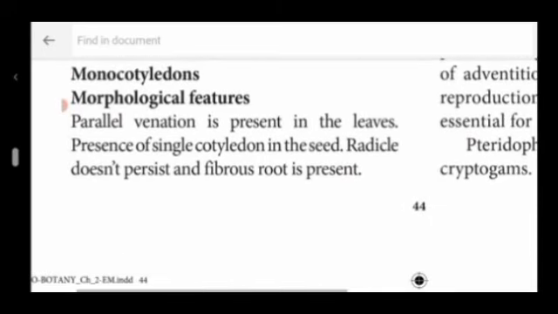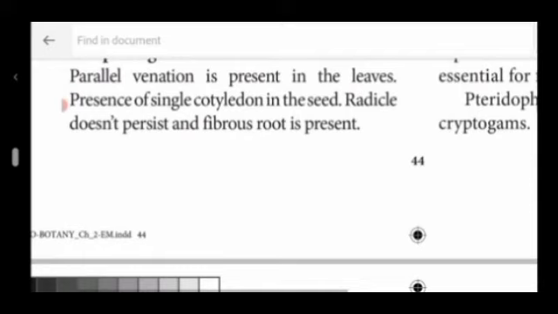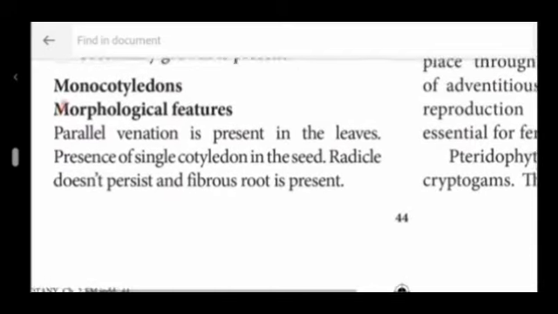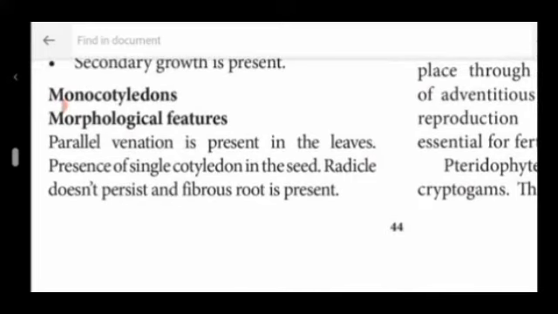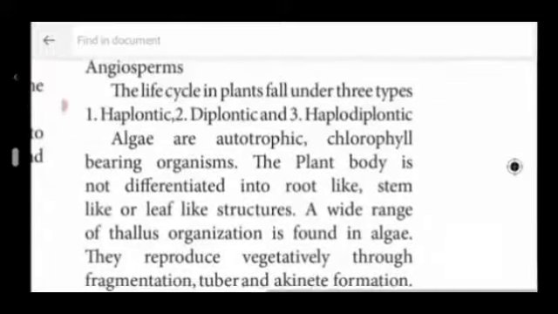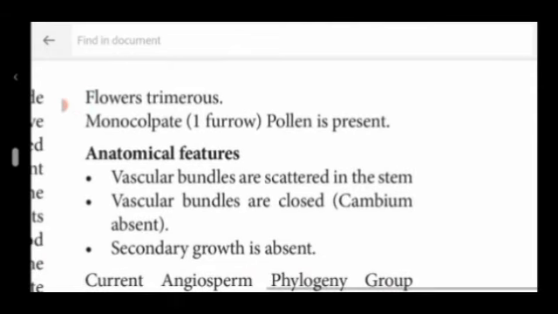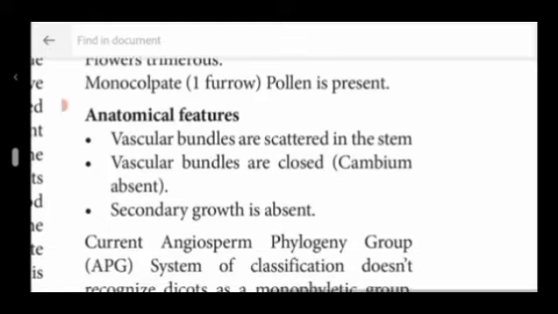The next is monocot. The morphological features of monocots: parallel venation in the leaves, the veins are arranged parallelly, and presence of a single cotyledon in the seeds. The radicle does not persist. The radicle is the first formed root system which lives for a short time and later is replaced by a fibrous root system. The flowers are trimerous, they are 3 in number. Monocolpate, a single furrow is present in the pollen.